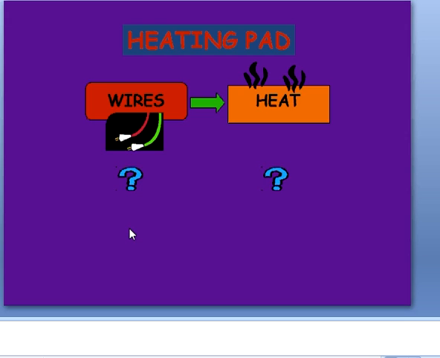How about a heating pad? A heating pad plugs into the wall, wires. There's electrical again. So see, so many of the things that we use run on electrical energy, and we convert it to other forms. Here, it's converted to what? Thermal or heat energy for the heating pad.